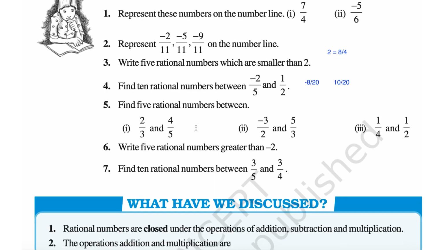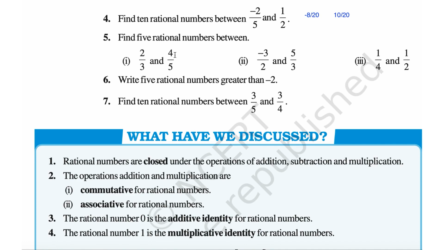Okay, find 5 rational numbers between 2 by 3 and 4 by 5. Again you have to make the denominators equal. 2 by 3 can be written as 10 by 15 by multiplying with 5. 5 twos are 10, 5 threes are 15. 4 by 5 can be written as 12 by 15. But you got only 11 by 15, only one rational number between them, right? How many do you need? You need 5.